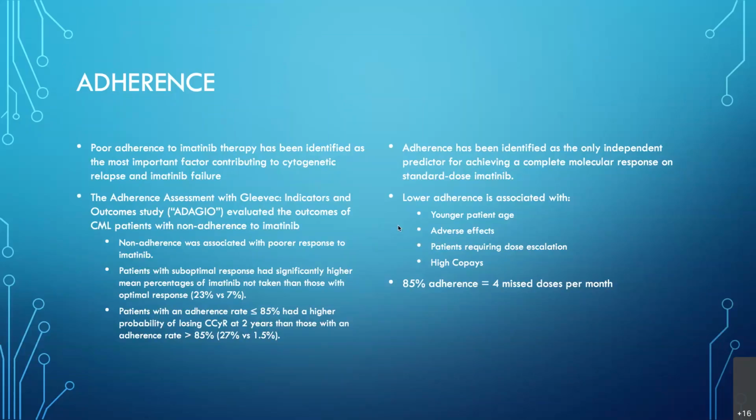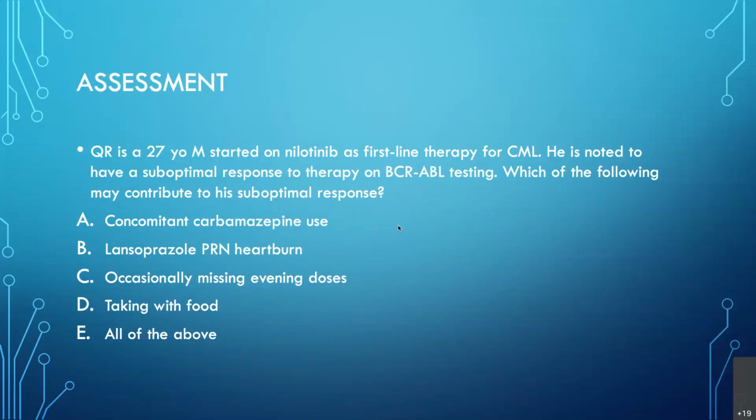And whenever we think of 85% adherence, that equates to about 4 missed doses per month. So if someone's missing a dose weekly, that can make them statistically more likely to fail therapy. So it's something that we have great data for that I always broach in my patient counseling for these agents and really for all chemotherapy. So that brings us to an assessment question.